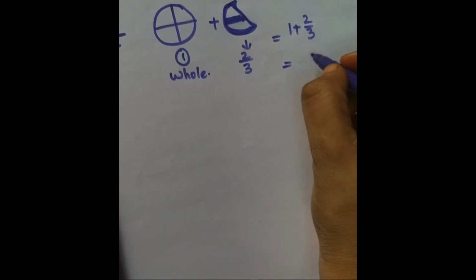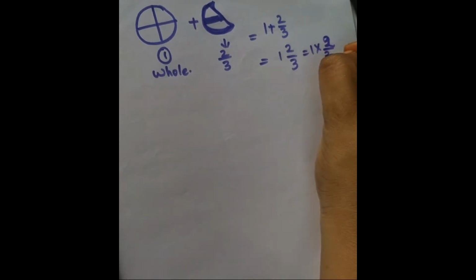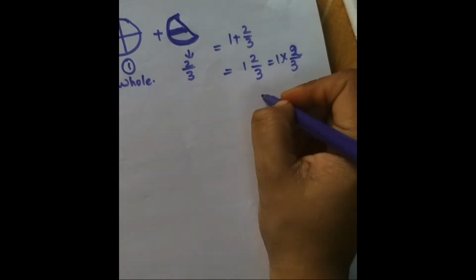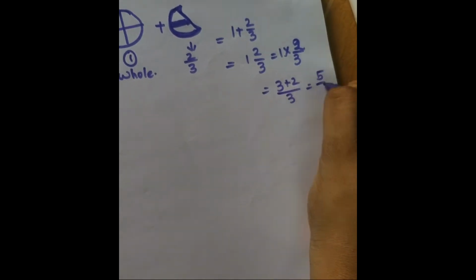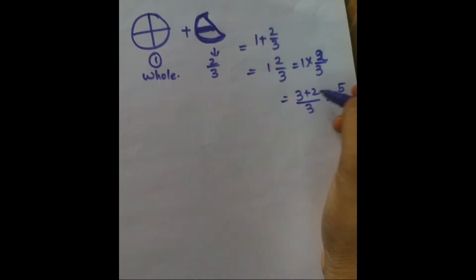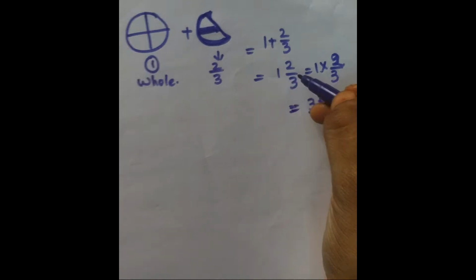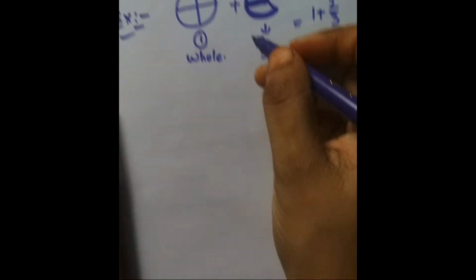This can be written as 1 and 2 by 3. Like this, we have to write: 3 times 1 is 3, plus 2 by 3 means 5 by 3. We obtain the improper fraction after simplifying. What do we get? 3 ones are 3 and we have to add the numerator 2. Okay, that becomes 5, 5 by 3 we get. Okay, like this we have to write it.